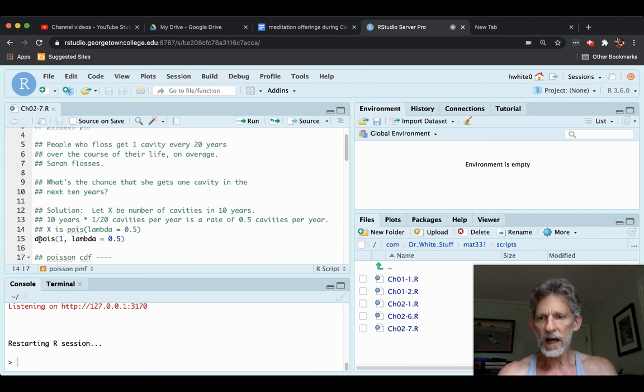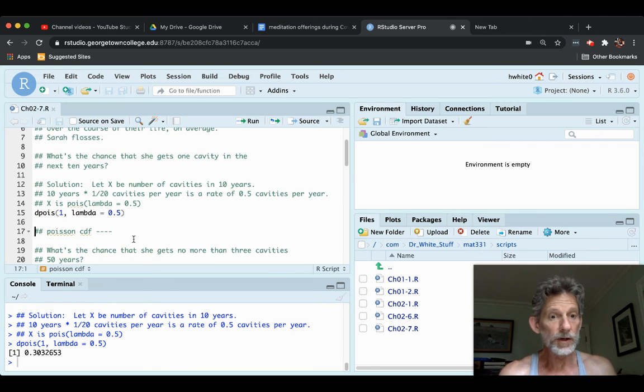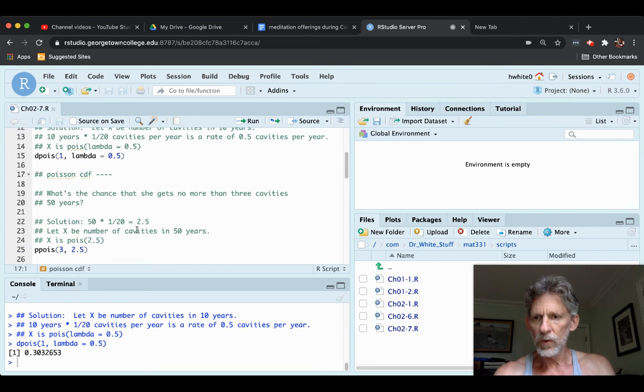Well, there's a Poisson family of functions in R, and dpois is going to give you the PMF. You just put in the value whose probability you want to know, and you have to tell it what the rate is, and that's done with a parameter called lambda. So let's run this, and we get about a 30% chance that in that 10-year period she's going to experience exactly one cavity.